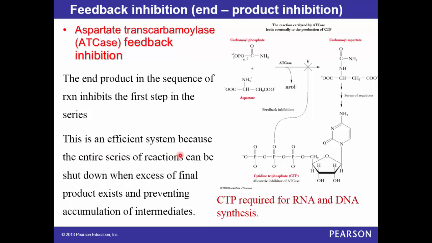This is an efficient system. Why? Because the entire series of reactions can be shut down when excess of final product exists. You can shut this, you can shut this, you can shut this, preventing accumulation of unwanted intermediates like here and here. So this is an efficient mechanism.